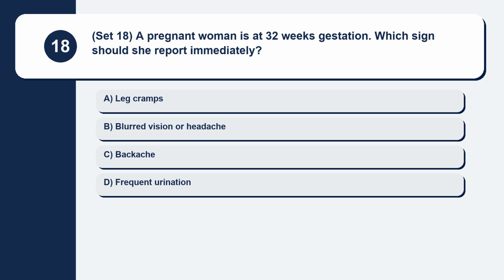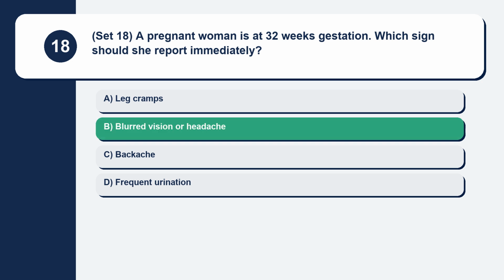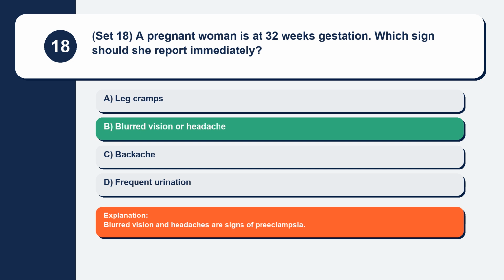Question 18, Set 18. A pregnant woman is at 32 weeks gestation. Which sign should she report immediately? Leg cramps, blurred vision or headache, backache, frequent urination. Blurred vision and headaches are signs of preeclampsia.